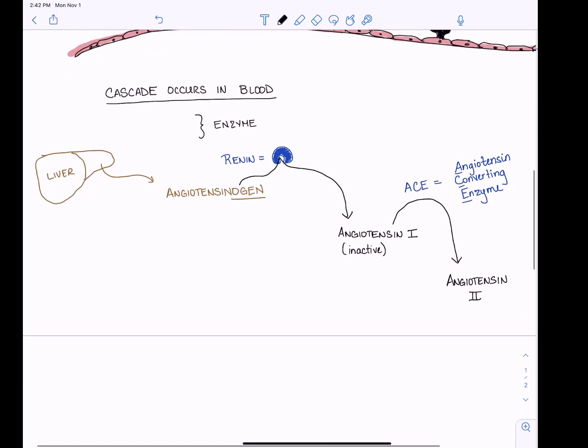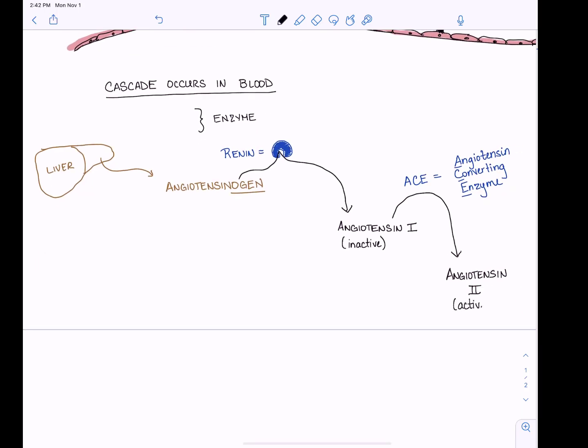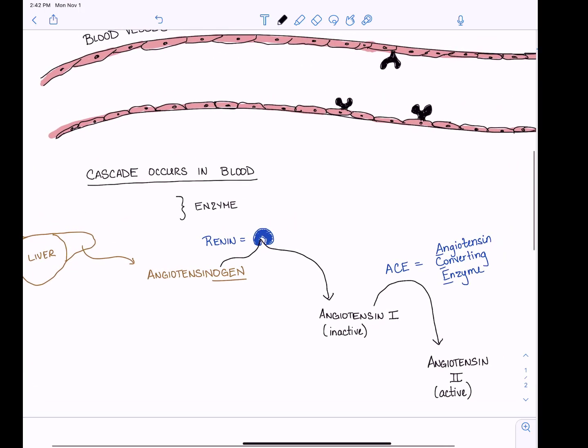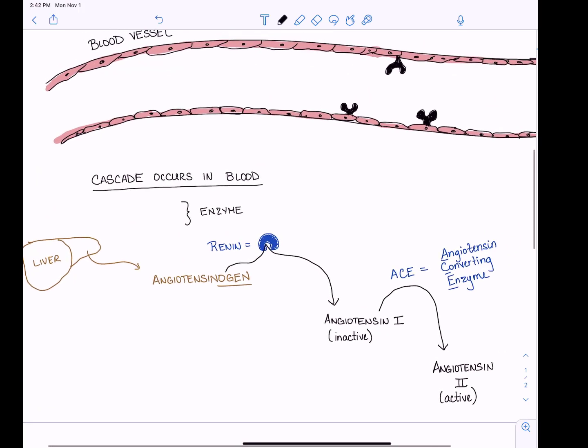So the cascade is as follows. Angiotensinogen is an inactive plasma protein. Renin, which is an enzyme, catalyzes the conversion of angiotensinogen into angiotensin I. Then another enzyme called ACE catalyzes the conversion of angiotensin I into angiotensin II, which is active.